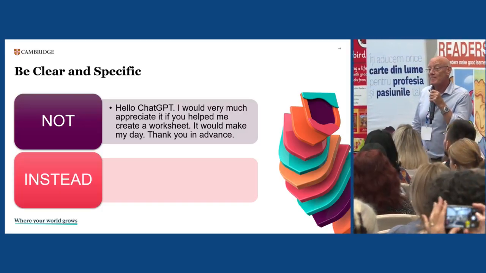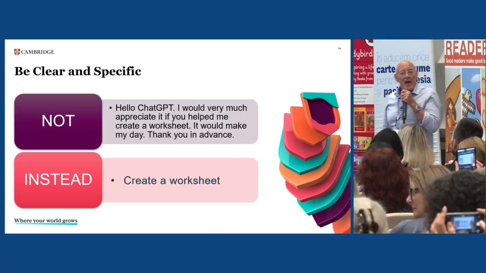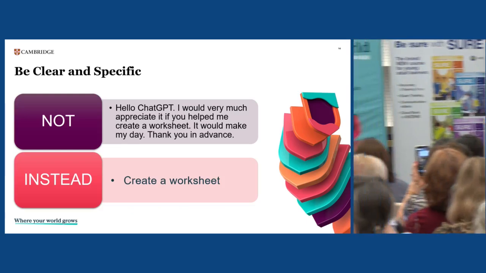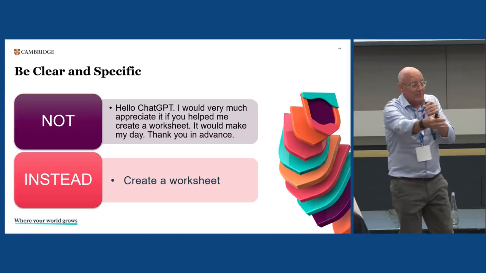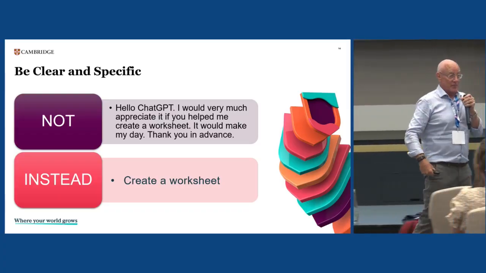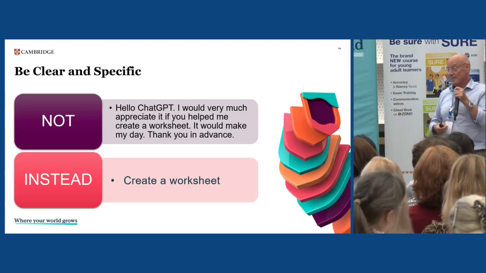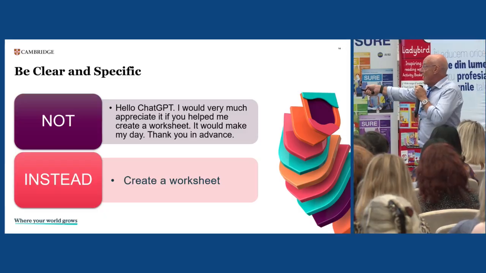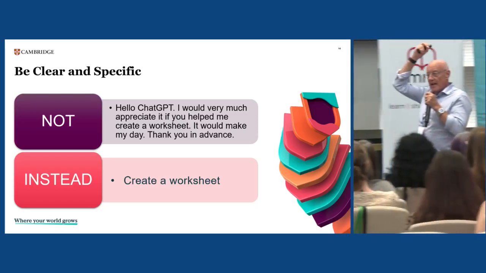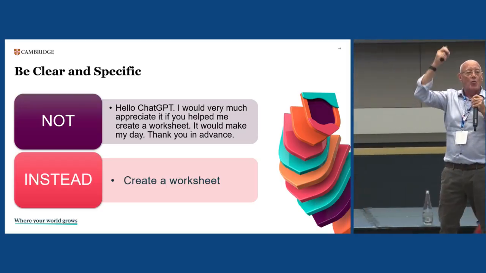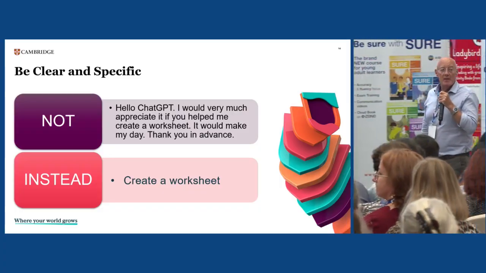Instead, what? Yep. And the first word is what? Yeah, okay, but come on. Give me a little bit more than that. It's a verb. It's an imperative. You're telling it what you want it to do. Create, write, design, answer. Yeah? So we need to be very, very clear. So obviously that's not the only instruction, but already it knows that I want a worksheet and I want AI to create it. So we need to be clear, we need to be specific.